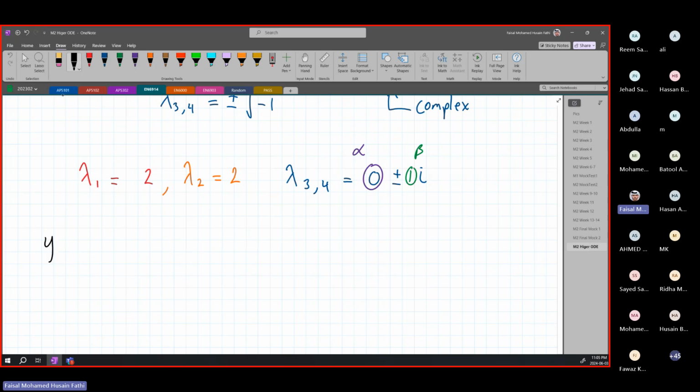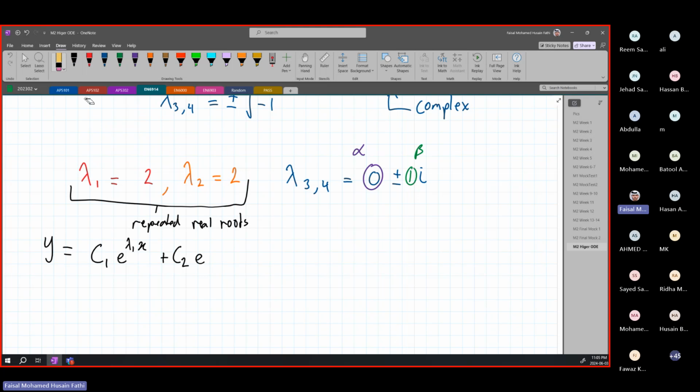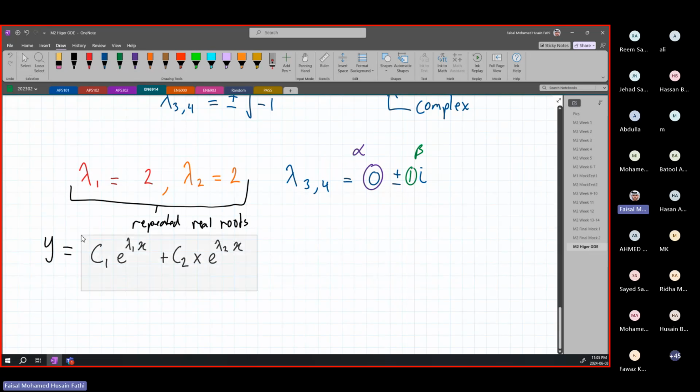So now for our general solution, for the first two, what is the case we have here? We have repeated real roots. That means we are going to apply C1 e to the power of lambda 1 x plus C2 times x, because it's a repeated root, e to the power of lambda 2 x. All right, this is for the first case, for the repeated lambda 1 and lambda 2 values.